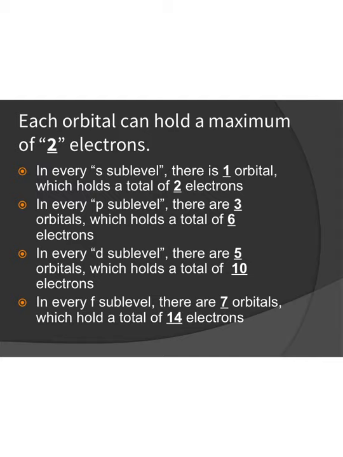Each orbital can hold a maximum of 2 electrons. In every s sublevel, there is one orbital which holds a total of 2 electrons. In every p sublevel, there are 3 orbitals which hold a total of 6 electrons. In every d sublevel, there are 5 orbitals which can hold a total of 10 electrons. In every f sublevel, there are 7 orbitals which can hold a total of 14.